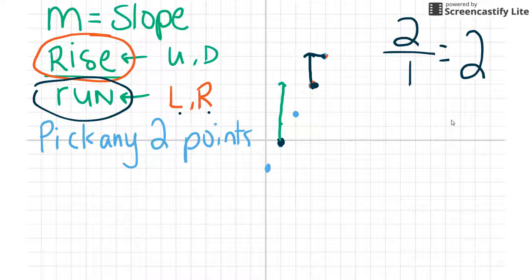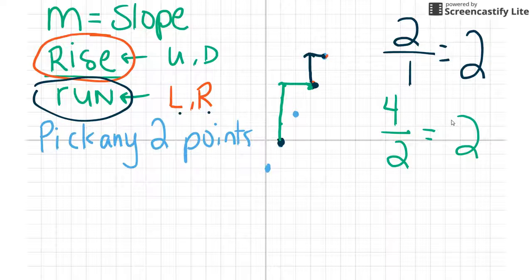So my slope, 2 over 1 reduced, is just 2. I could pick 2 other points. Let's say I pick this dot and this dot. I'll show you get the exact same thing. How far do you rise? We rise 1, 2, 3, 4 units, and I run 2 units. Equals 2.